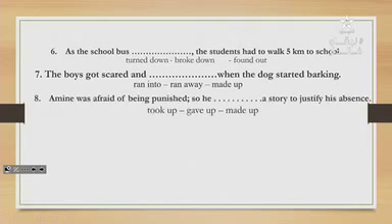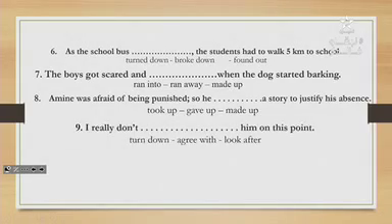Sentence number 8, Amin was afraid of being punished, so he, a story to justify his absence. Is it took up, gave up, or made up? Sentence number 9, I really don't him on this point. Is it turn down, agree with, or look after?